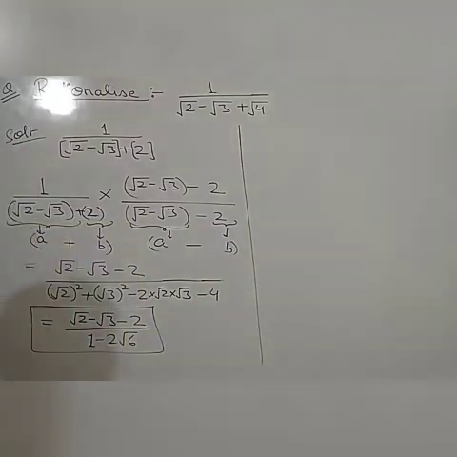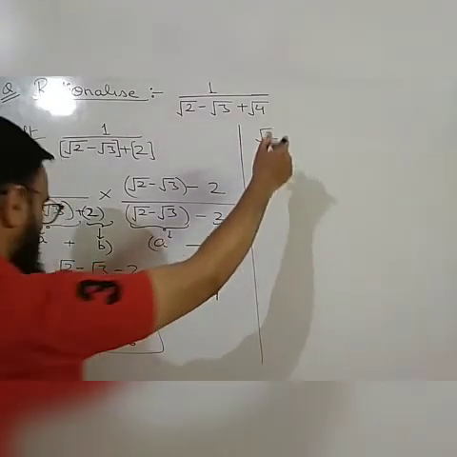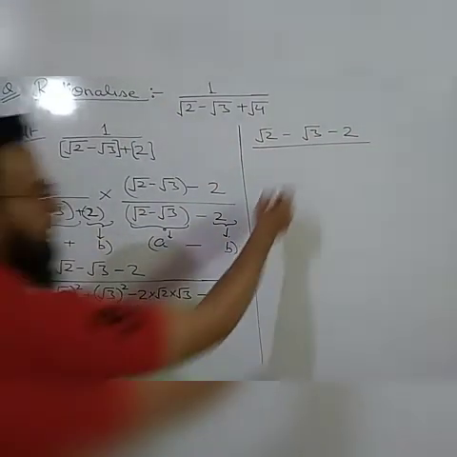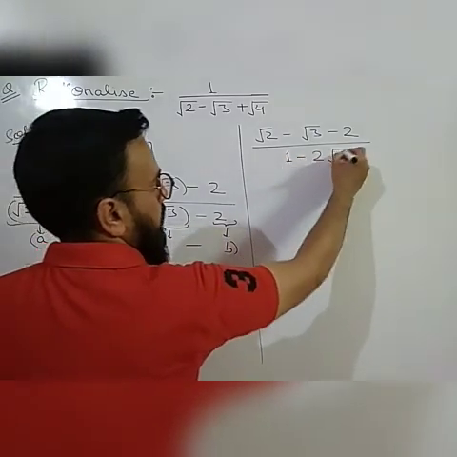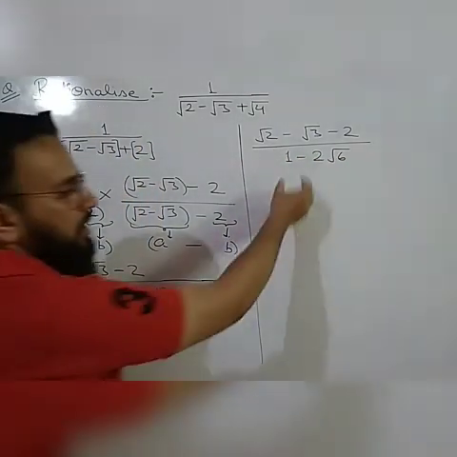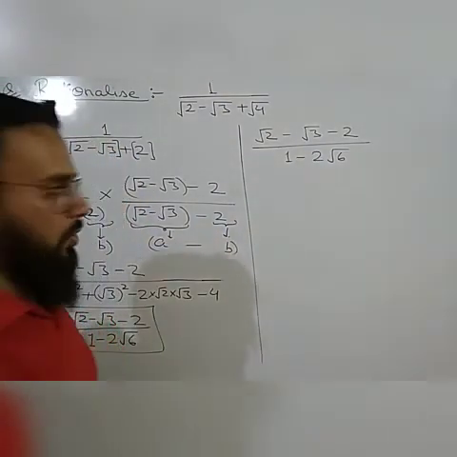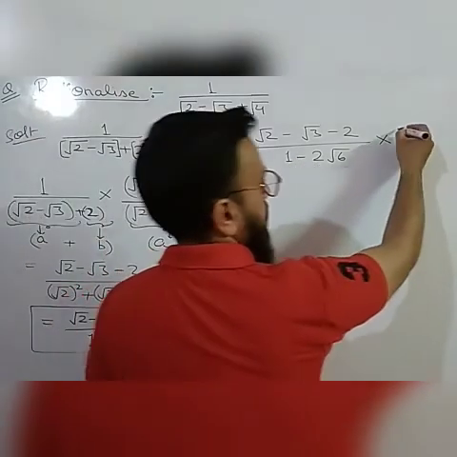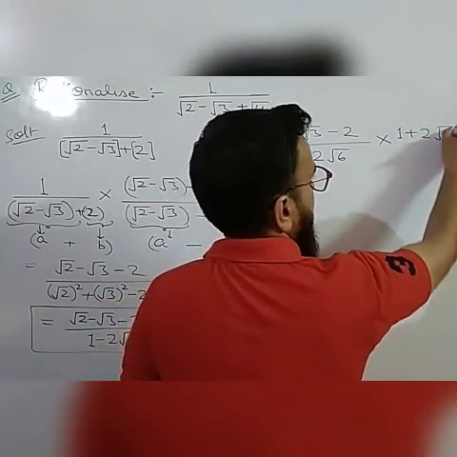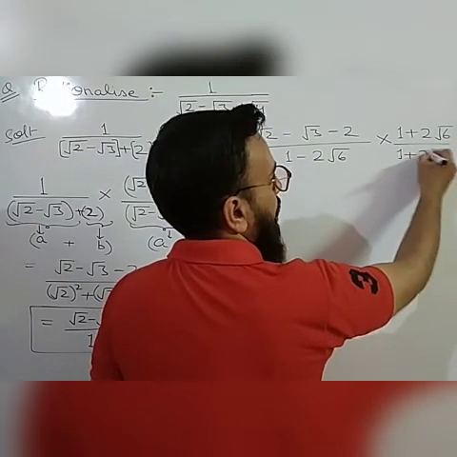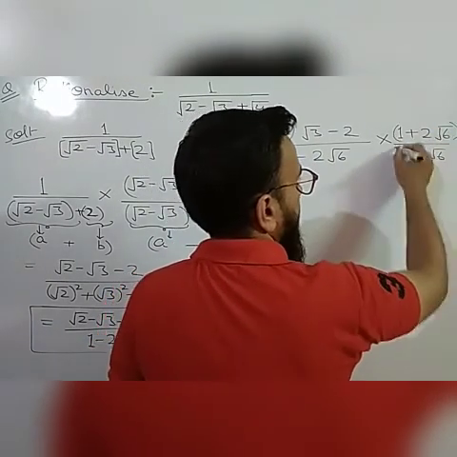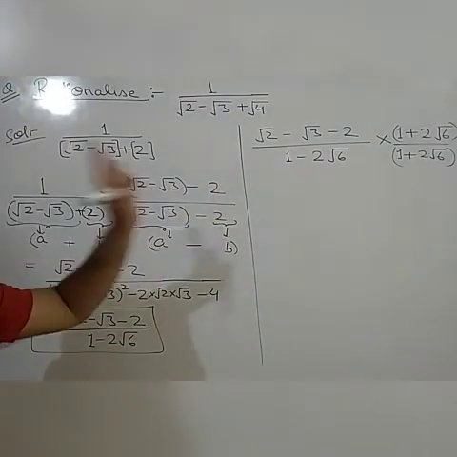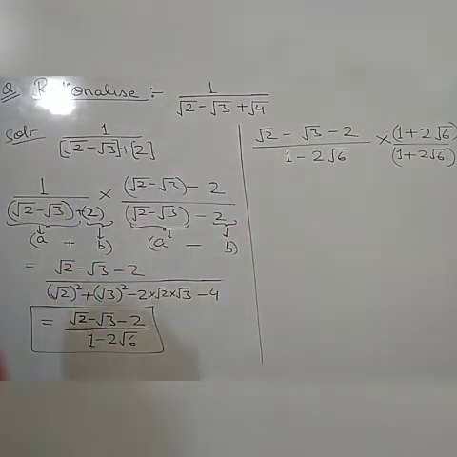Now solving this term, it is root 2 minus root 3 minus 2 upon 1 minus 2 root 6. Now in this term there are only 2 terms in the denominator. So again, what will be its rationalization factor? It will be 1 plus 2 root 6. So we will multiply the numerator and the denominator by 1 plus 2 root 6. Now you can solve it very easily because you have solved many problems like that.